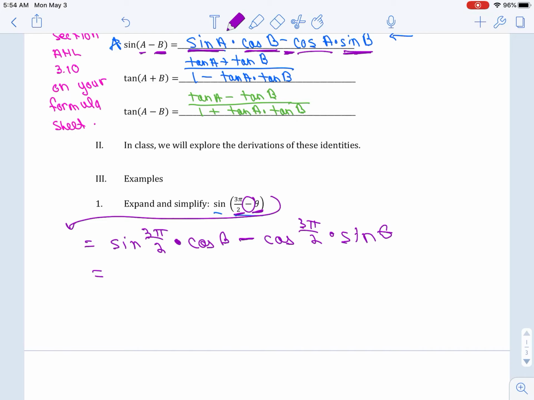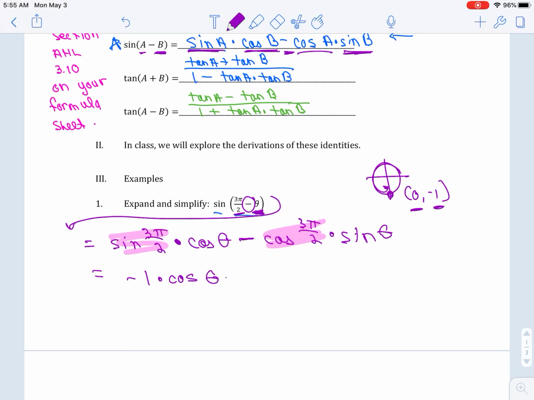Well, you know the sine of 3 pi over 2, and you know the cosine of 3 pi over 2. You can go to the unit circle to find those. So remember that 3 pi over 2 is down here on your unit circle, and that's the point 0, -1. And the sine is the y-coordinate, and the cosine is the x-coordinate. So that means we know that this is -1 times cosine of, this should be theta. Cosine of theta, because that's what our angle is.